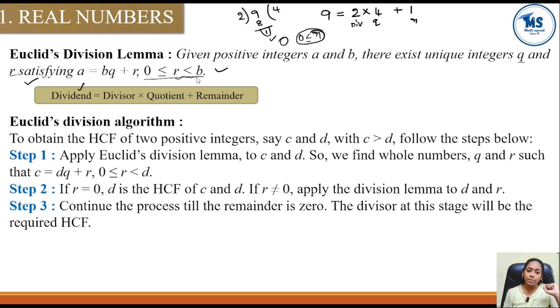And r less than b. Why is r less than b? What is b here? b is our divisor. Here our divisor is 2, our remainder is 1. 1 is strictly less than 2. Here it is satisfied.